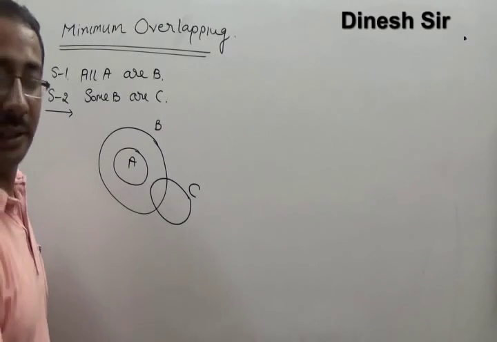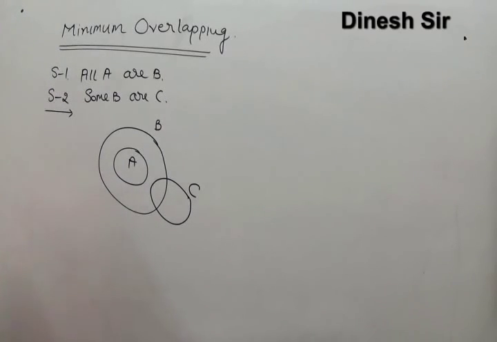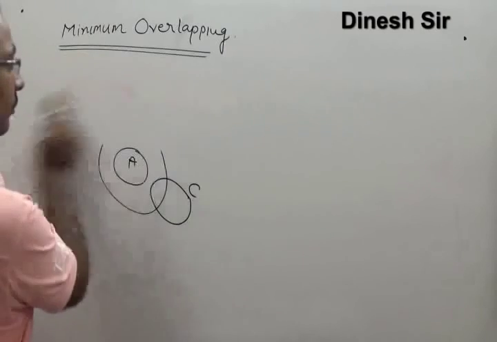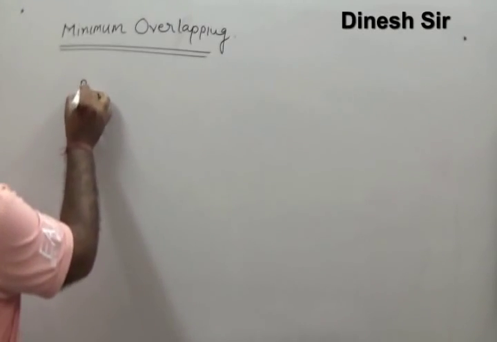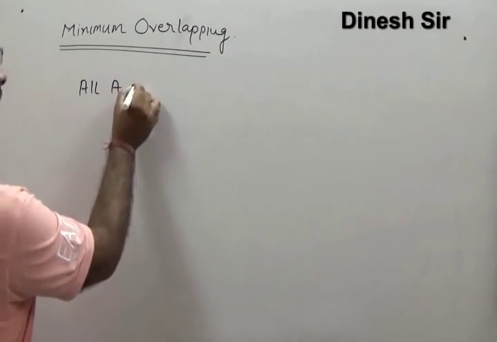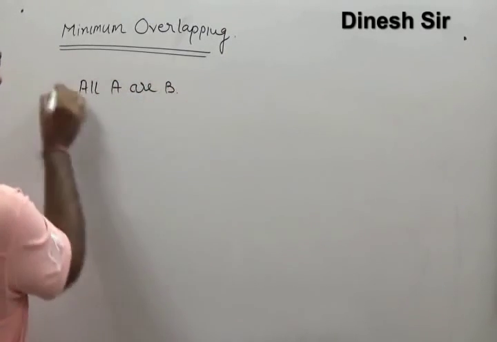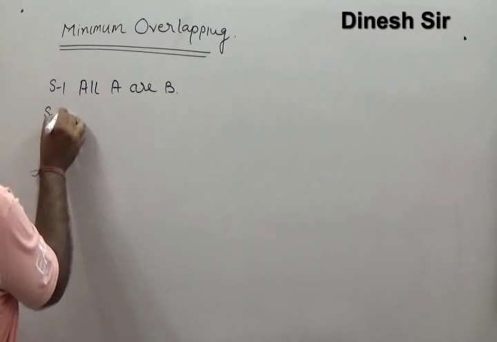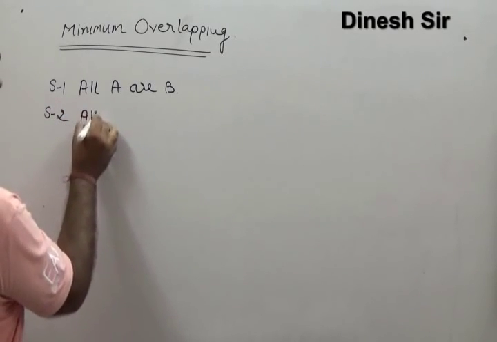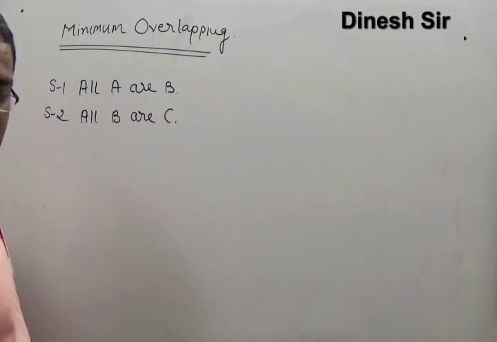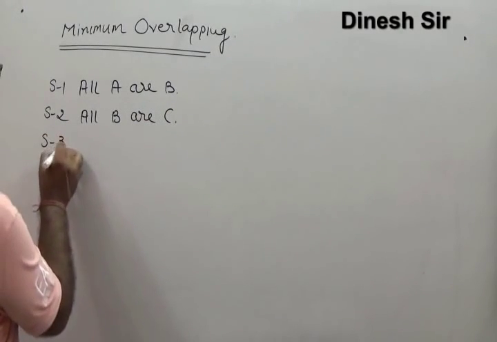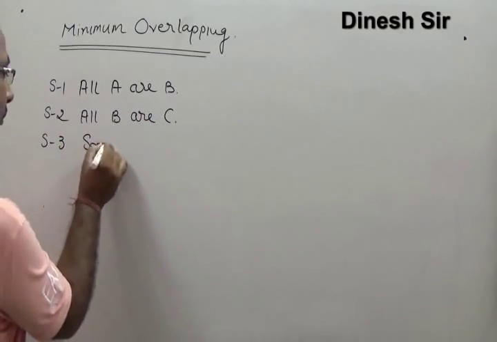Similarly, we may take some more examples. Example number 2: it is given that all A are B, statement number 1. Statement number 2, all B are C. And statement number 3, some C are D.